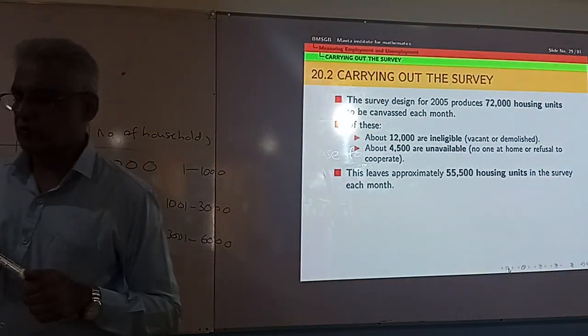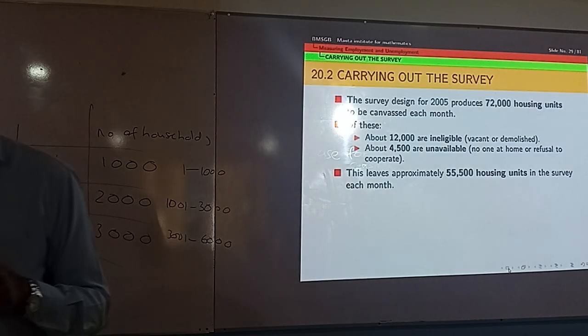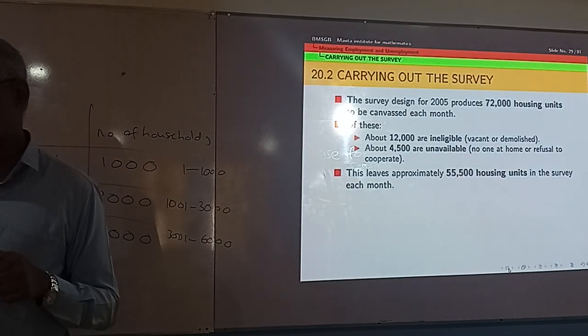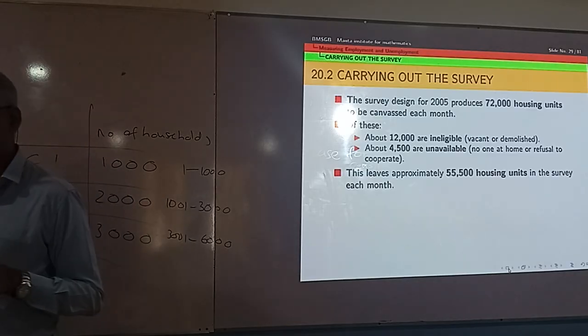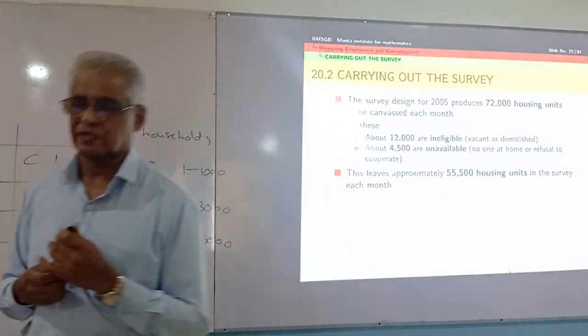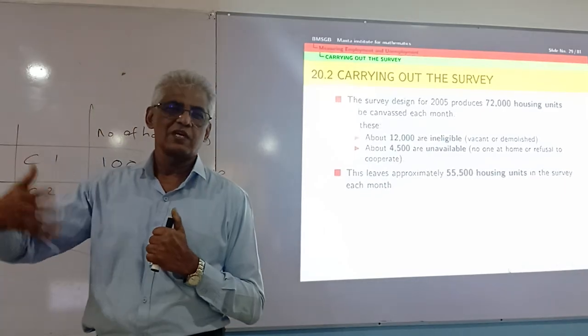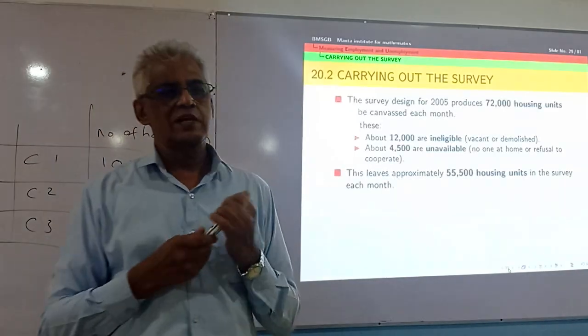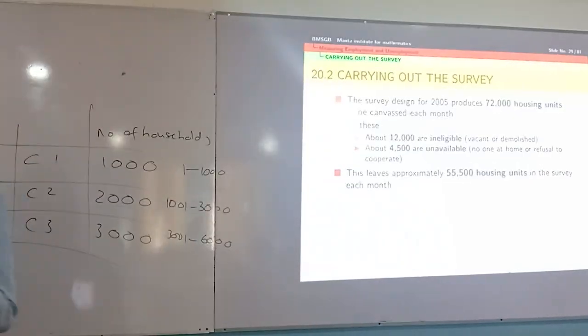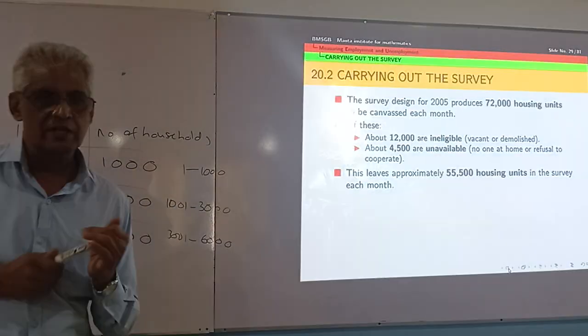But of course, out of these 72,000, when they were really doing this, they found that 12,000 were ineligible because there were no houses like that. Even though they were in the list, when they went to the places, there were no houses. Sometimes the houses were demolished. Or maybe those places are vacant, nobody is there.